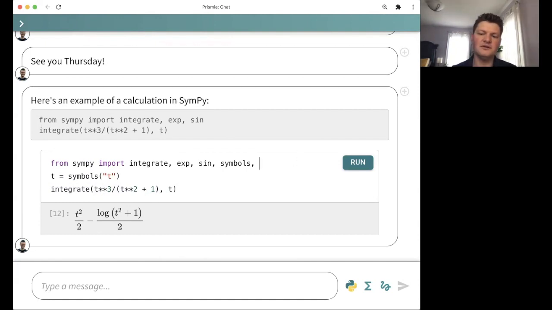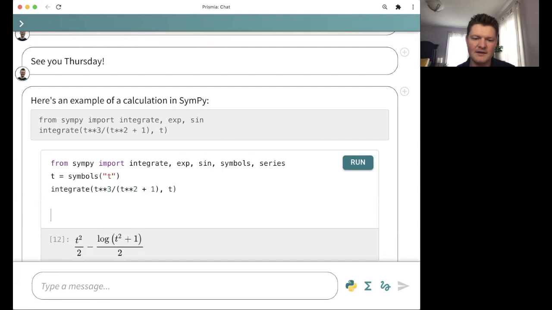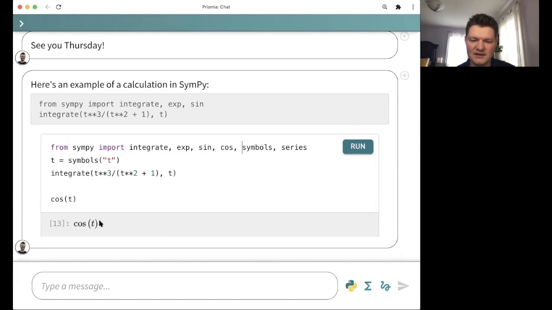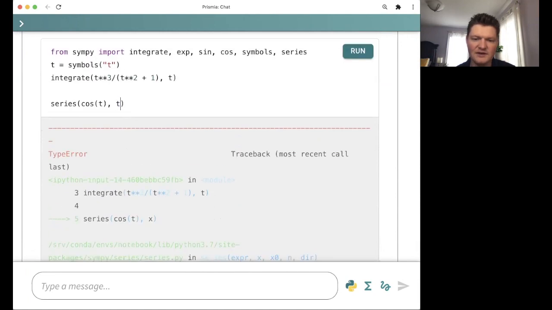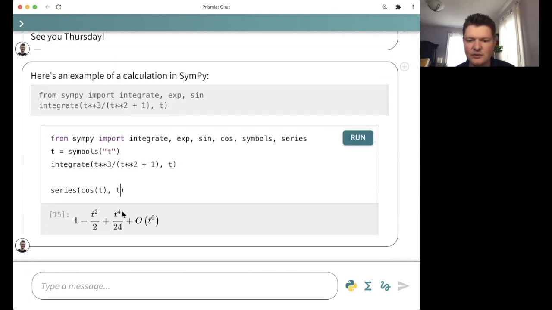So what you can also do is import series, and then you can call series on a mathematical expression. Like you can say cosine of t, import that too. Cosine of t is a mathematical expression. This is something SymPy is keeping track of, just like you'd write it on the page. You're not doing anything with it, it's just sitting there. But then you can call the series function, and, oops, mistyped.